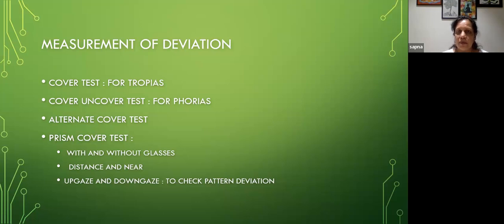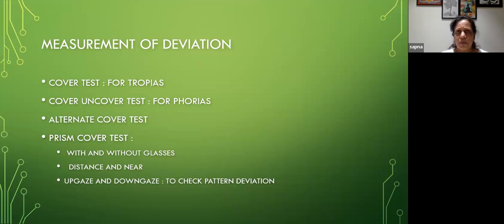It is only then that we get to know whether there is any pattern deviation. Though more common, the pattern deviations that we talk about are the A and the V pattern. The A pattern is when the deviation between the up gaze and down gaze is more than 10. We take it as significant in A, and if it is more than 15, we take it as significant for V. But even in the lateral gazes we should check, because exotropias can get lateral incompetence, in which case we need to see the deviation in lateral gazes, both right and left gaze.